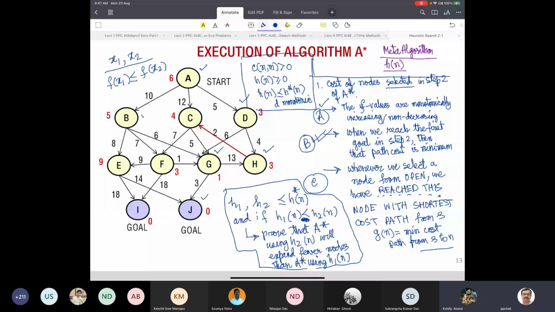Right, sir. So, if I have understood correctly, if I go through the path from start to goal, my f value should be monotonically increasing or non-decreasing? Monotonically non-decreasing.